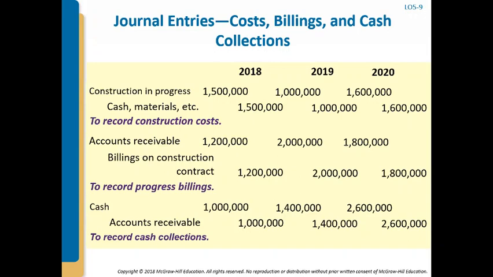So here, if you didn't have the billings on construction contract account, what you would have is the physical asset of construction in progress and a financial asset, accounts receivable.